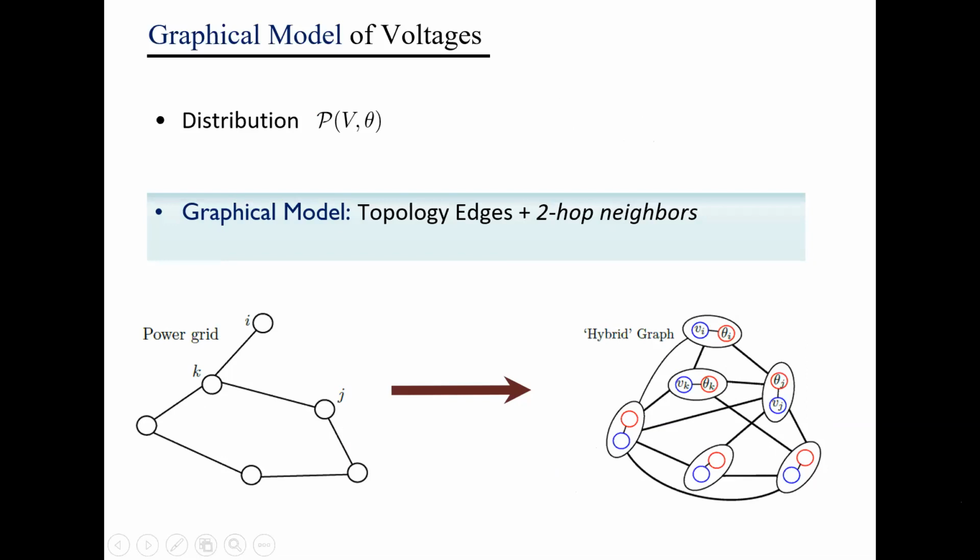So what you actually end up proving is, if you look at the distribution of nodal voltages in a power grid, the graphical model will include the topology edges. Which means the true edges, for example, I and K is also an edge in the graphical model, but also two hop neighbors, by which I mean two nodes which are two hops away. So they are not really neighbors in the power grid, but are also neighbors in the graphical model. So it is richer, it's less sparse than the true power grid.